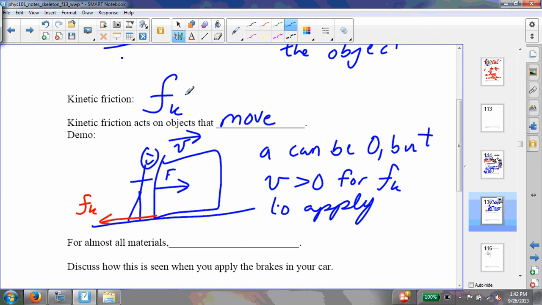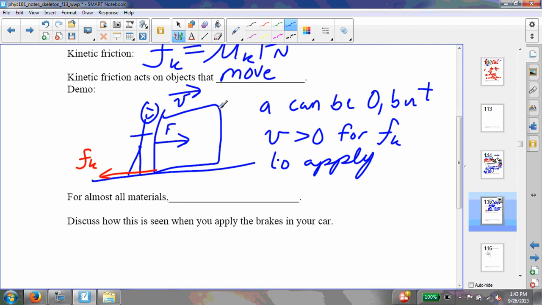We can calculate our kinetic friction. You probably figured this already, but it's equal to mu k times the normal force. So now instead of mu s, like we had before, we have mu k. And this, of course, is the coefficient of kinetic friction. All right, it's determined experimentally. You'll do that in lab. So I'm not sure if in lab you determine the static or kinetic, I forget, but you determine one of those. And it's done in the same way.